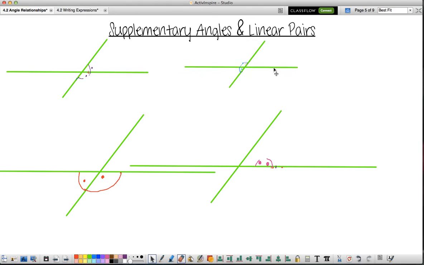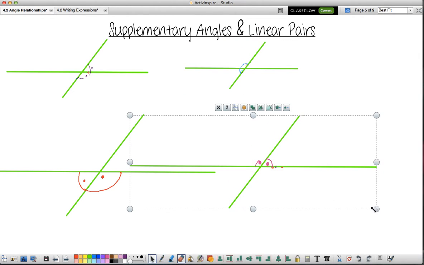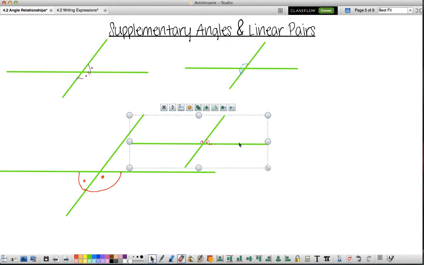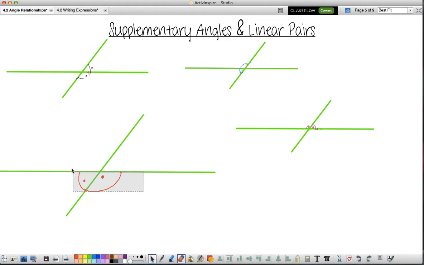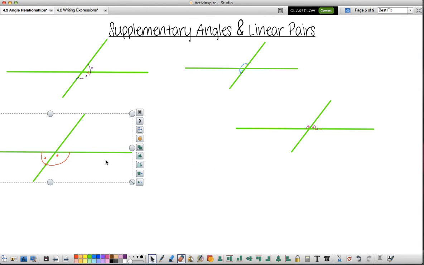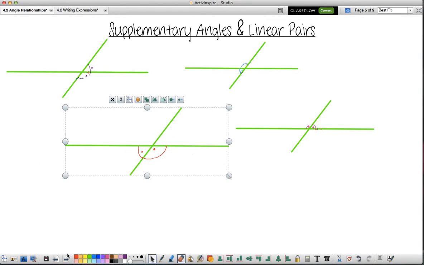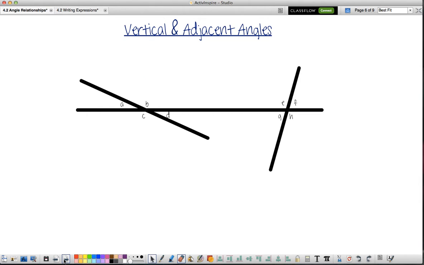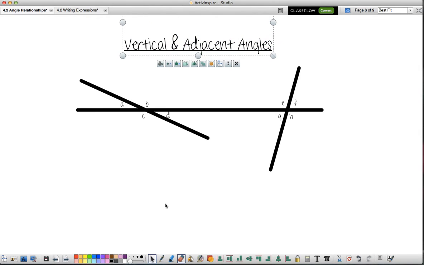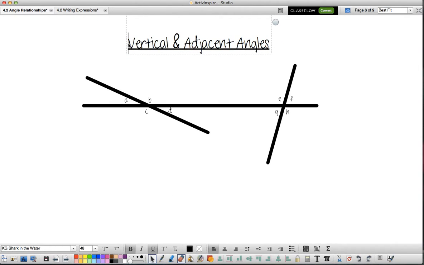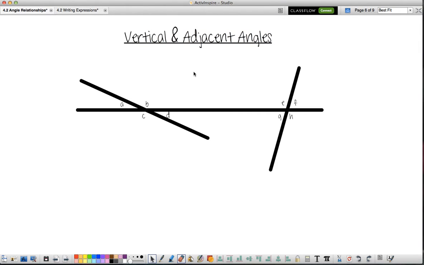All right, so here's all of our different options that we have. And the red one. Vertical and adjacent angles. So here we're just identifying these. That's what we're going to be spending a good chunk of time doing, because if you can't identify which angles are vertical, you're not going to be able to use the information about their measures to help you out at all. So here, let's identify vertical angles.